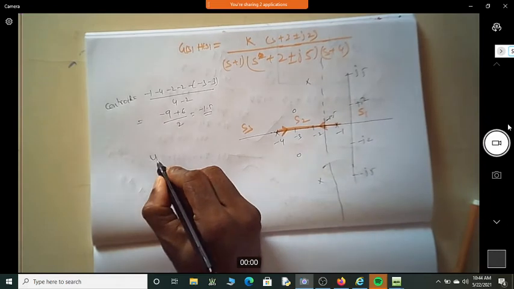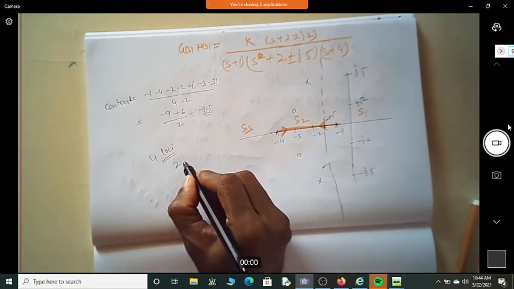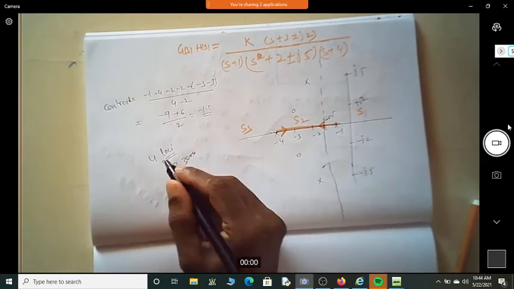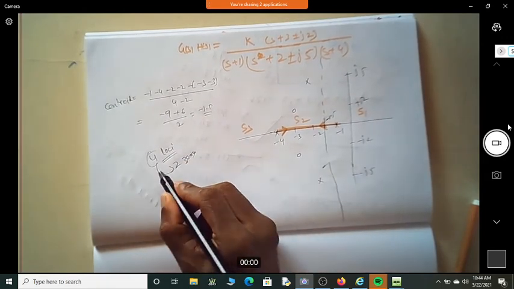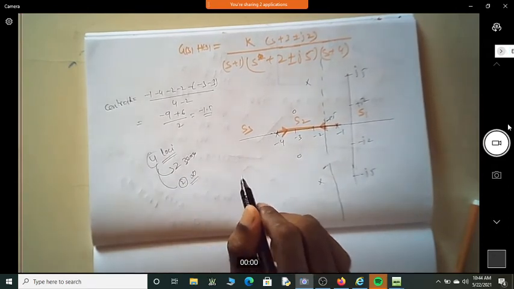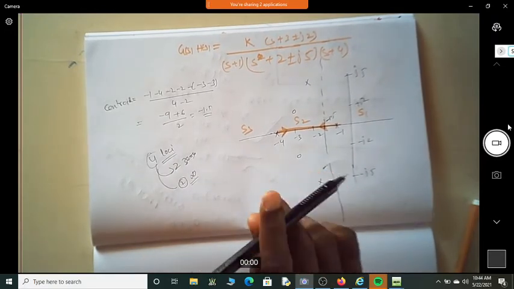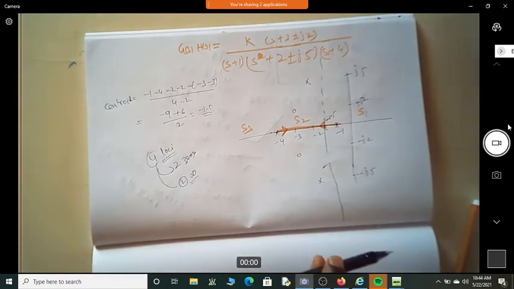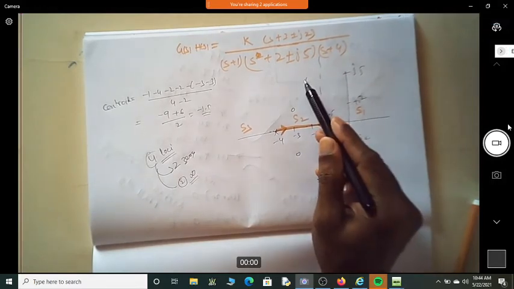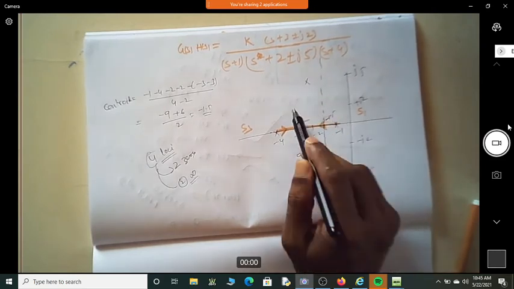Actually, we have 4 poles, 4 loci, correct? And we have 2 zeros, 2 open loop zeros, correct? Out of 4, 2 will go here. How about remaining 2? They will go to infinity. Is it not? So 2 will go to infinity and 2 will go to 0. Correct? Now, even though we have a complex pole, we know that we are supposed to find the angle of departure. For these complex zeros, we need to find the angle of arrival.